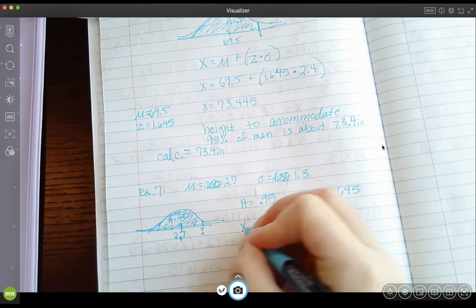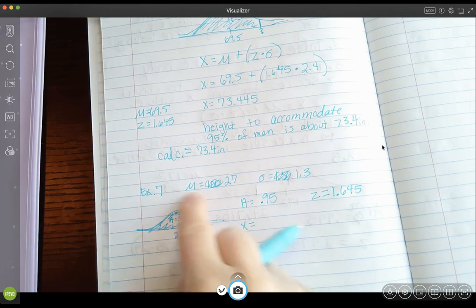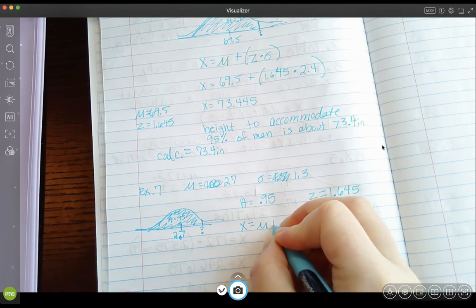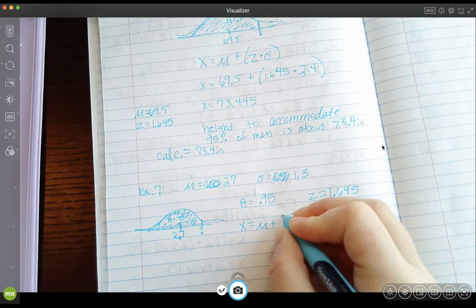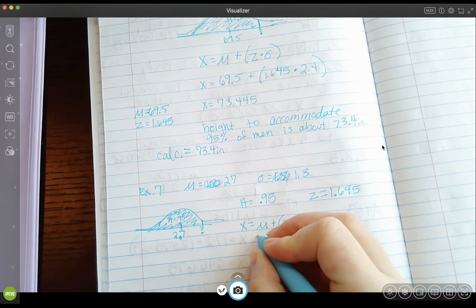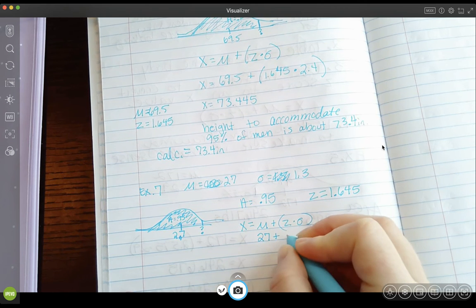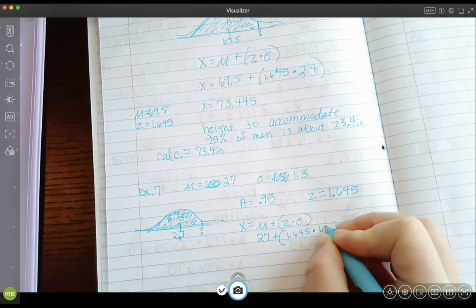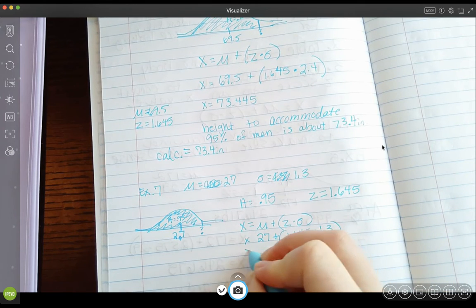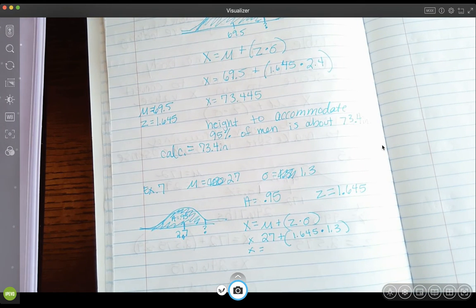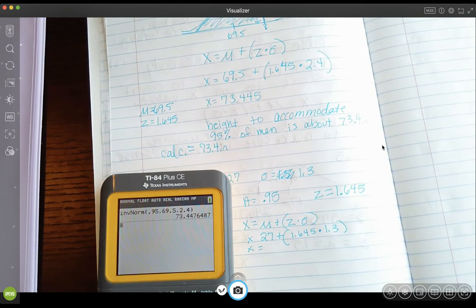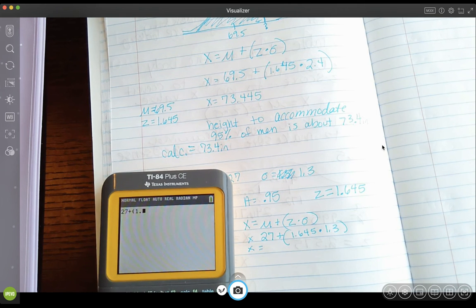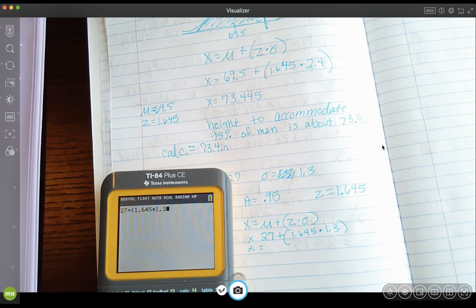So this is where we want to find what x is. X actually goes with this. So we have mu plus z times standard deviation. So we do 27 plus parentheses 1.645 times 1.3 to get what x is. So when we plug it in, 27 plus parentheses 1.645 times 1.3.